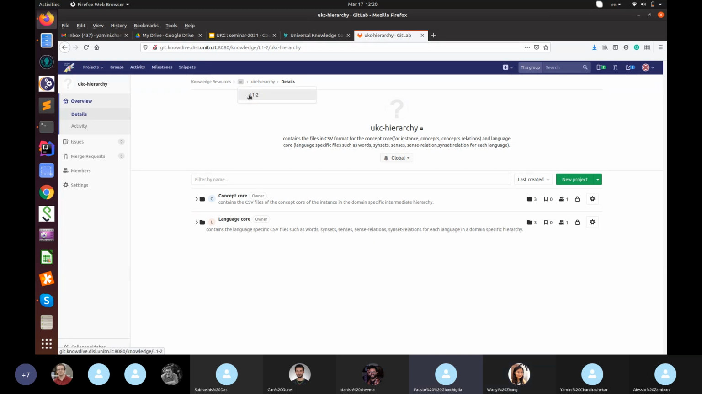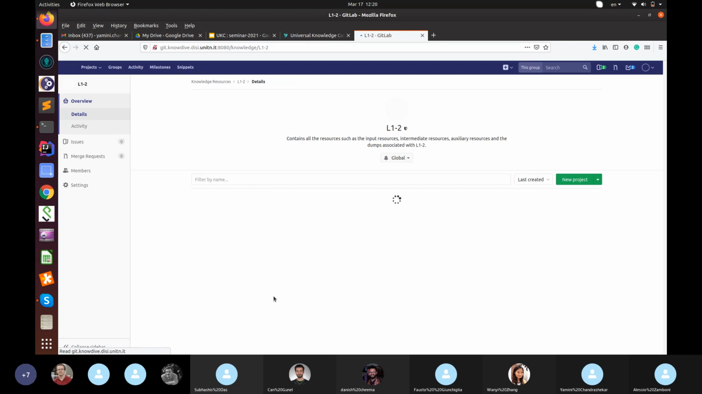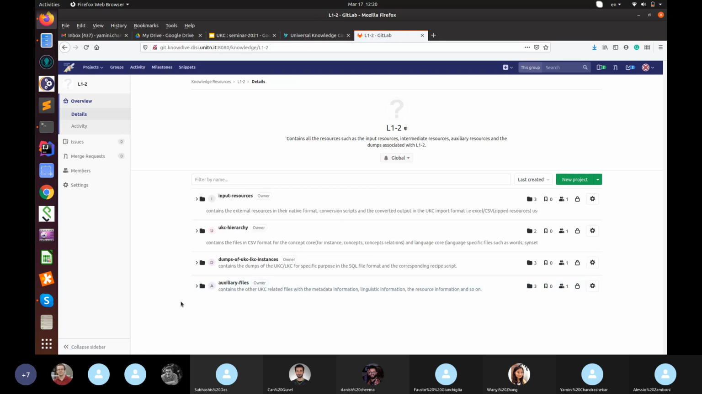Yeah, so the initial purpose of doing this, to have the distinction of such UKC hierarchy, was to rebuild the entire UKC as such for a particular language without having to spend a lot of time. Because the task of importing and generating an instance takes time. So instead, when we have this kind of format where we just have to get the CSV files independently just for concepts or just for a particular language, we can replicate the work to develop another instance within just a few minutes. So that was the idea behind this.